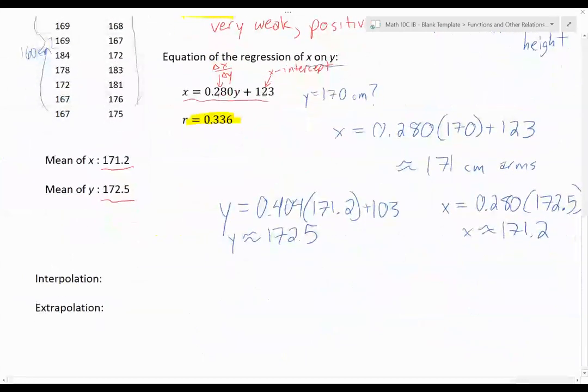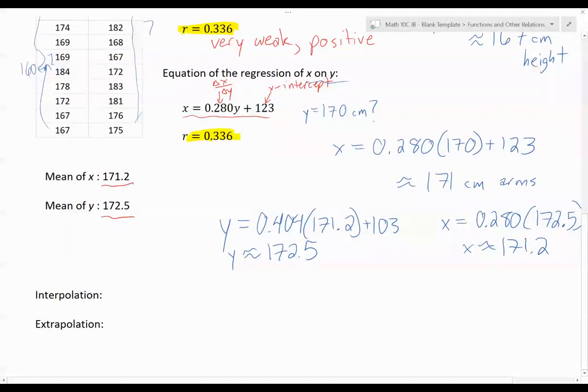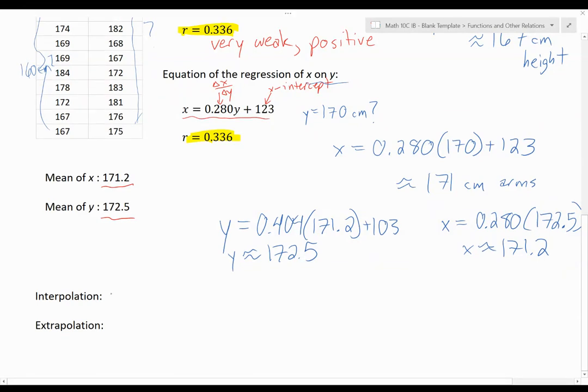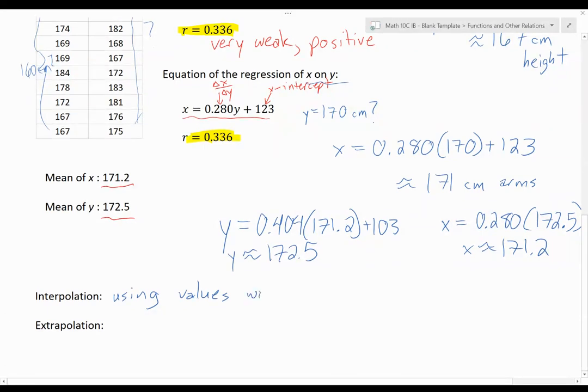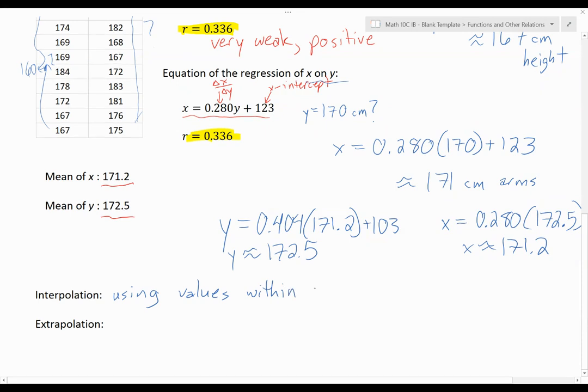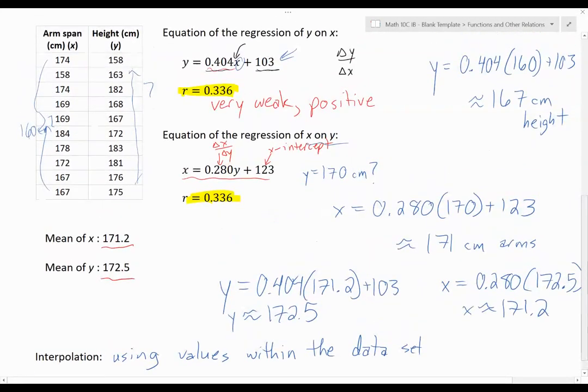All right, and then the last thing I just want to mention, I've kind of said it a couple times, you have to be really careful how we're predicting, and there's a difference between what's called interpolation and extrapolation. So interpolation is using values within the data set. What I mean by that is the two examples I gave before were interpolation. So 160 wasn't one of my specific numbers, but it was in the range of the numbers. So I had numbers smaller than 160, I had numbers bigger than 160. And the 170 centimeter height, again, was within. So I had heights that were less than 170 and heights that were greater than 170.